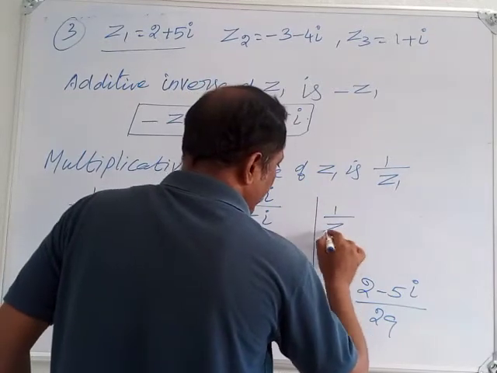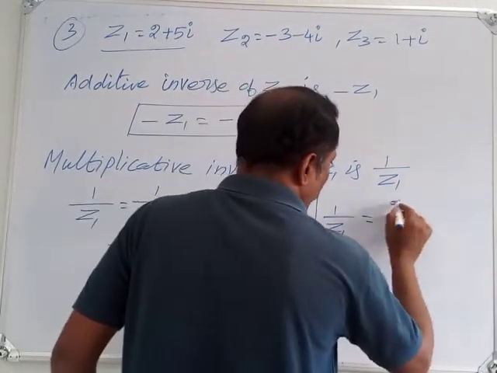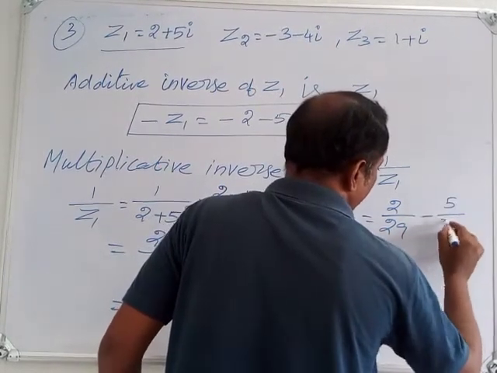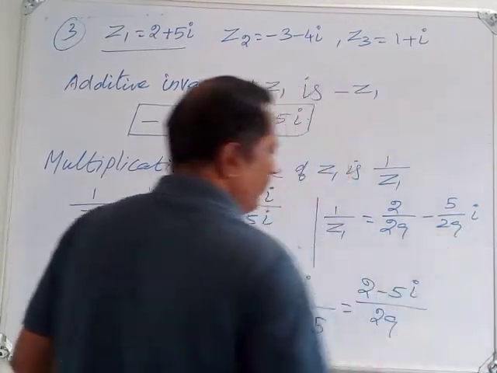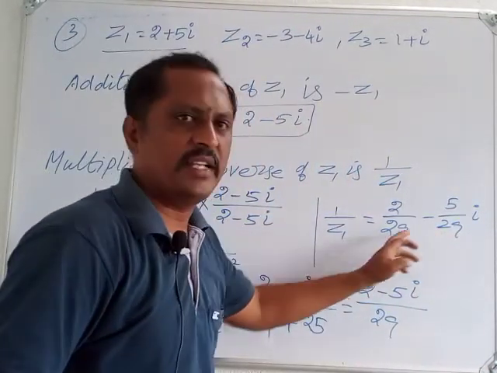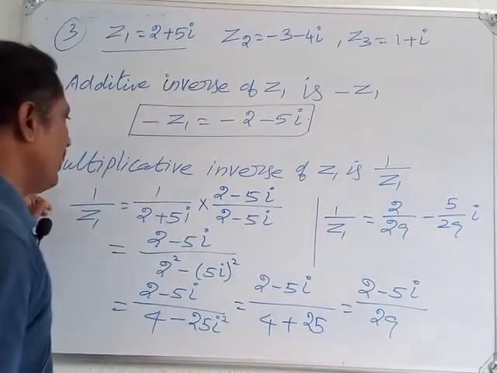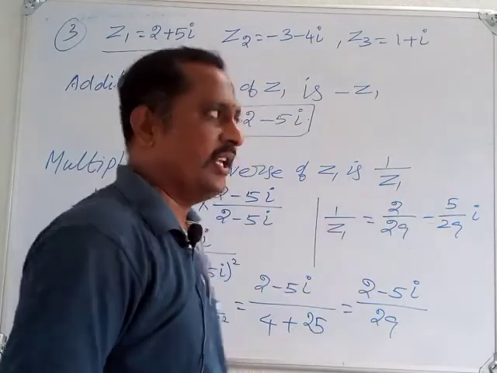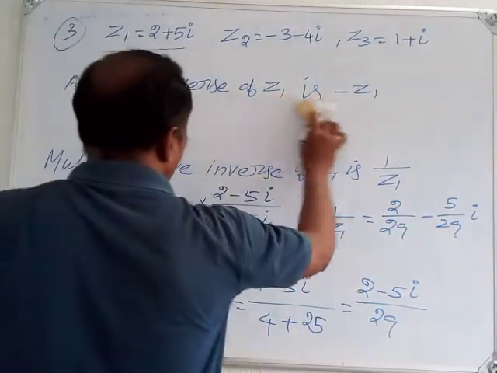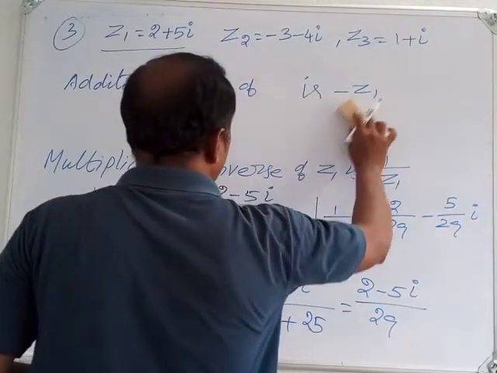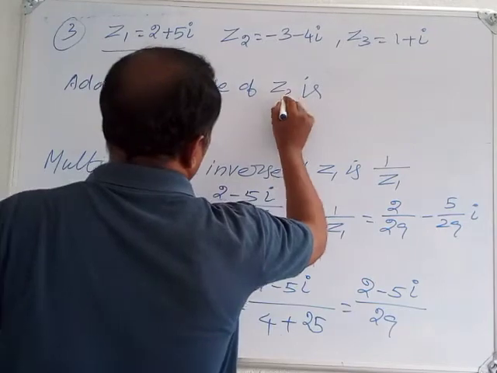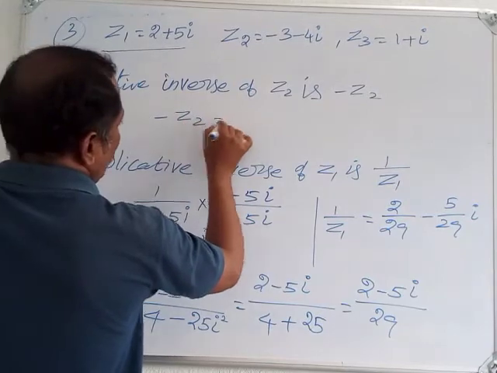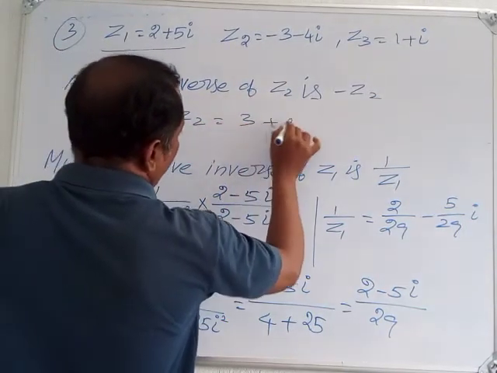Therefore, 1 by Z1 is 2 by 29, this is the real part, minus 5 by 29i, this is the imaginary part. So we separate the real and the imaginary parts. The multiplicative inverse of Z1 is 2 by 29 minus 5 by 29i. Over. Next, the second one. The second number is Z2. The additive inverse of Z2 is minus Z2.